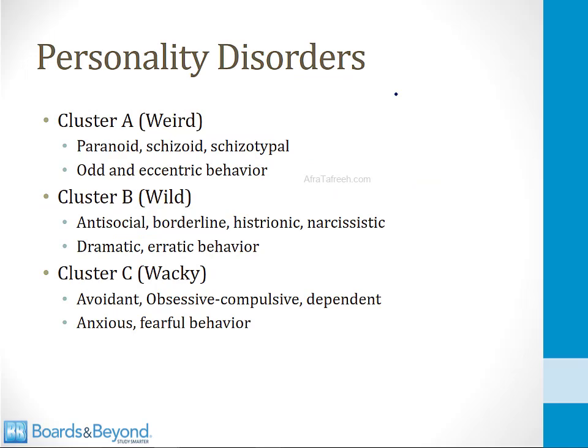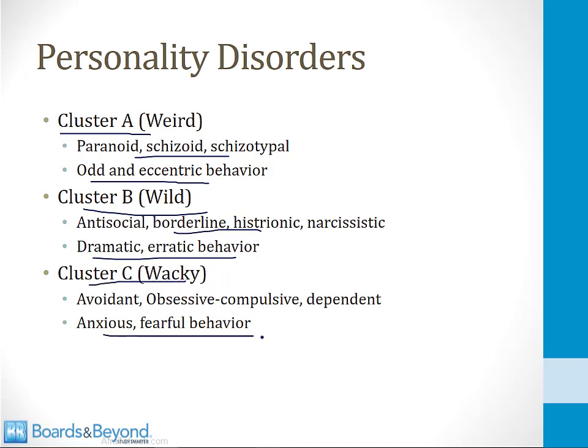We don't understand exactly what causes these. Probably most of them are caused by some type of trauma the patient experienced as a child. They're difficult to treat. When they are treated, it's usually with behavioral therapy. There are a number of personality disorders. We'll go through them all in this video. They're generally broken up into three clusters. Cluster A disorders are called weird because patients display odd and eccentric behavior. There are three of these. The cluster B disorders are called wild because patients display dramatic, erratic behavior, and there are four of these. And then finally, the cluster C disorders are called wacky because patients have anxious and fearful behavior, and there are also three of these disorders.